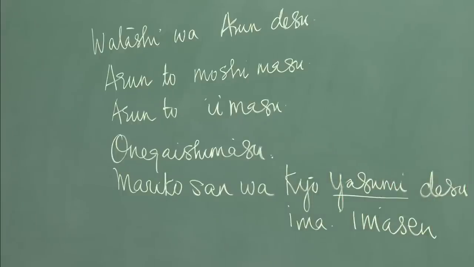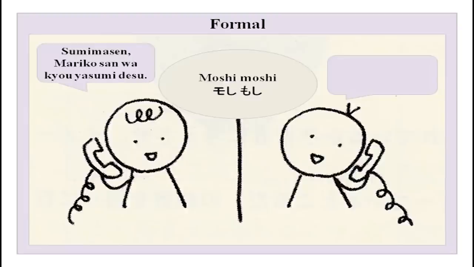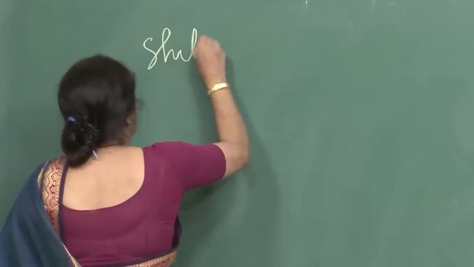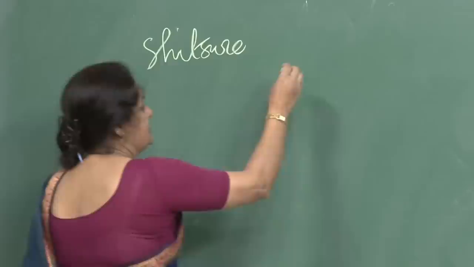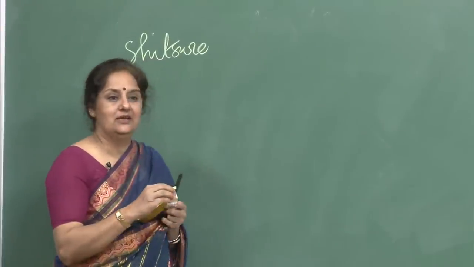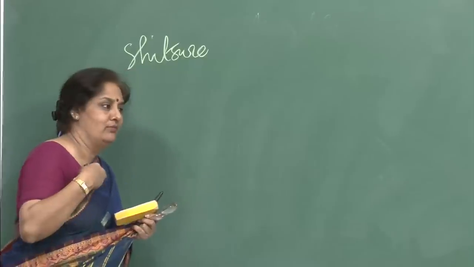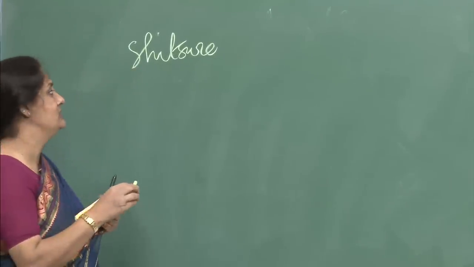And then what is the reply of the person who is inquiring? Wakarimashita. I have understood. And then something else is given over here in blue, which is shitsure shimasu. Shitsure shimasu has a lot of meanings. One, just shitsure means I'm sorry, I'm leaving. I'm sorry, I'm late. Any of these meanings could be there.